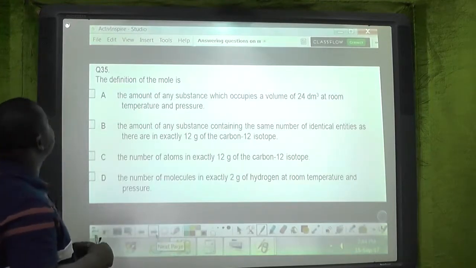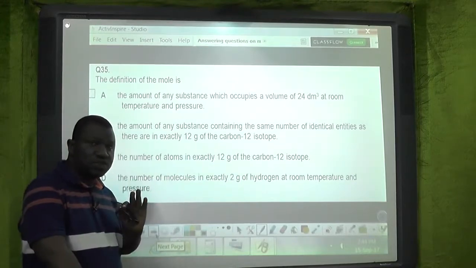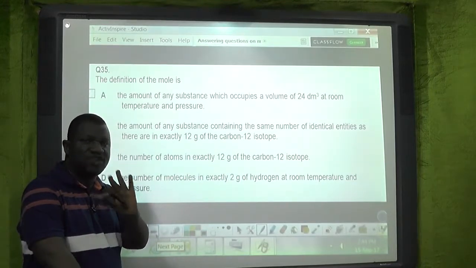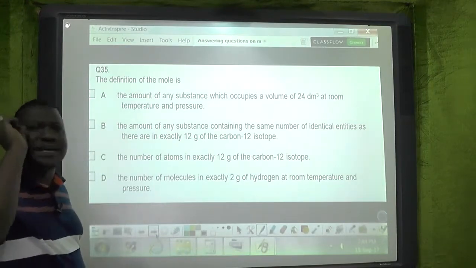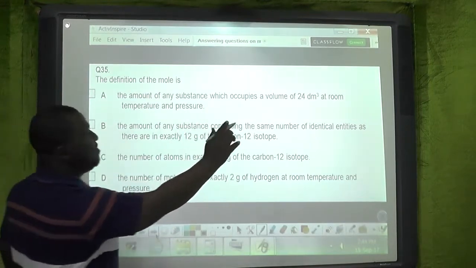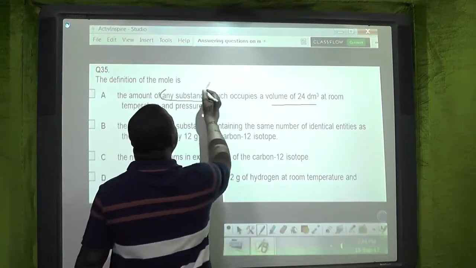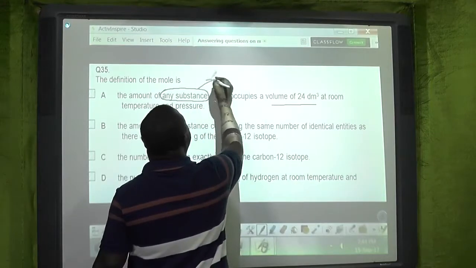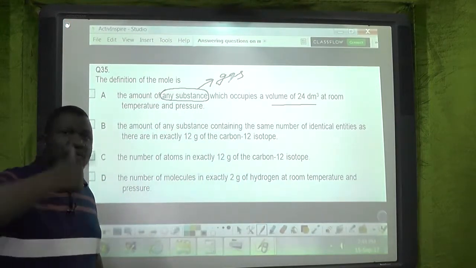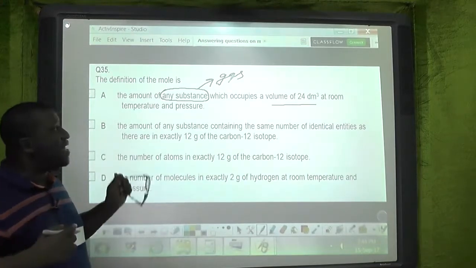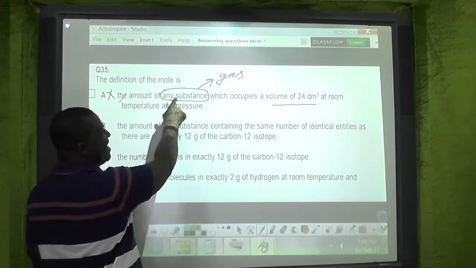Now we're almost finishing. The definition of mole is this. You have been tricked in this question. You have to be very careful. This question is a trick one. The amount of any substance which occupies the volume of this. Many students will pick that straight away, because they have seen "occupies the volume of this". No, because they say any substance. For it to be this, it has to be the amount of gas. So that is wrong, because they are not saying gas, they say any substance.